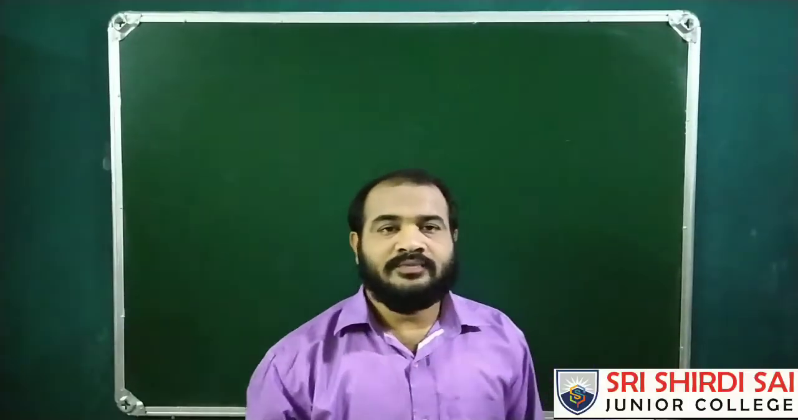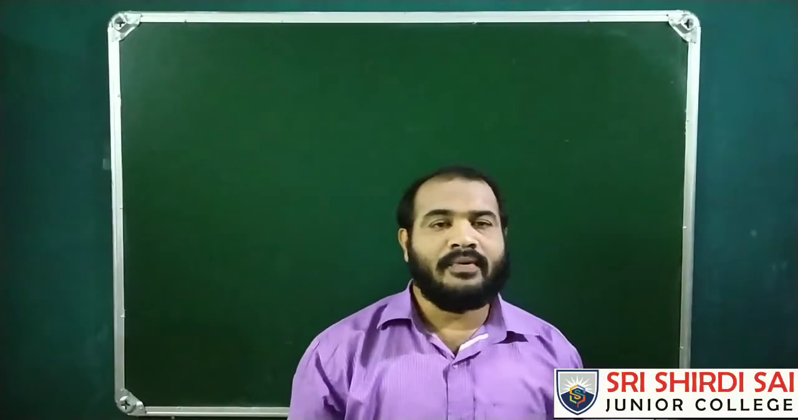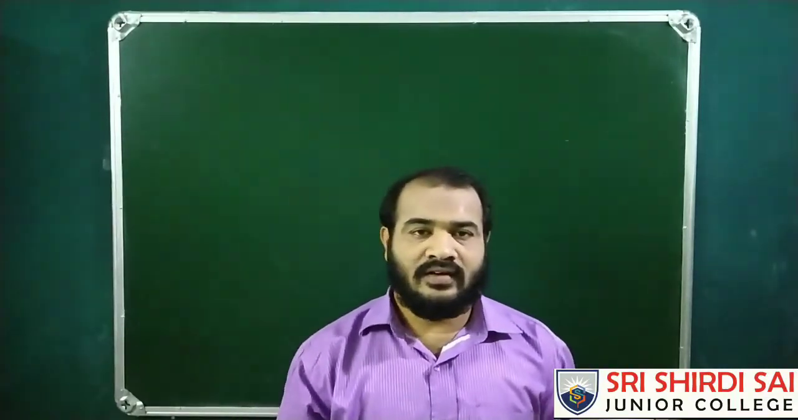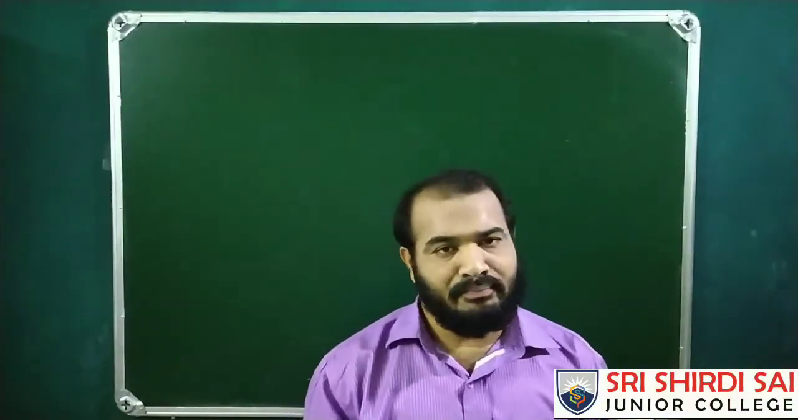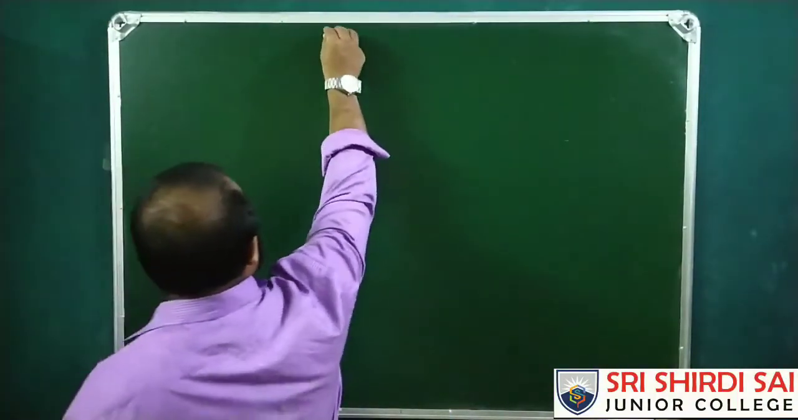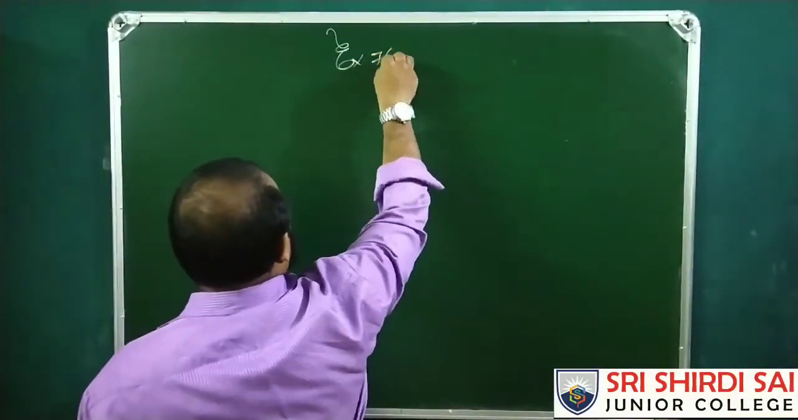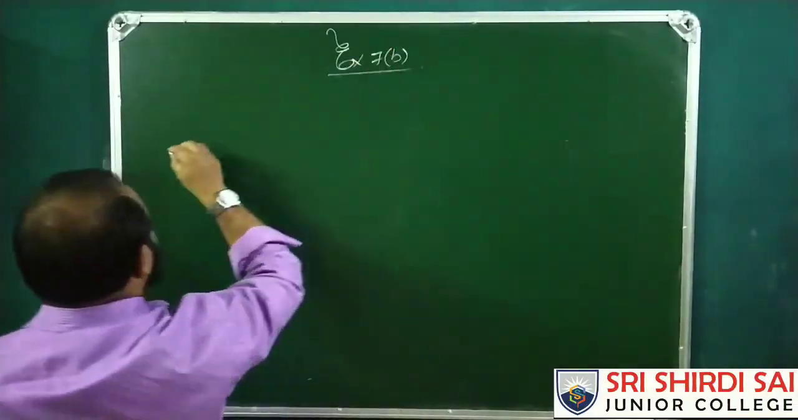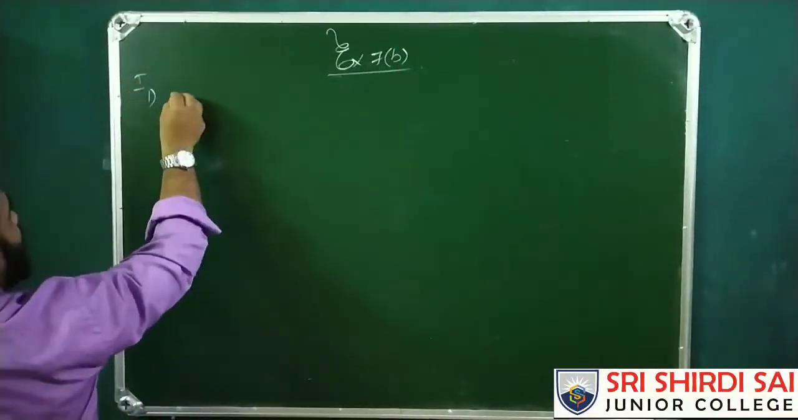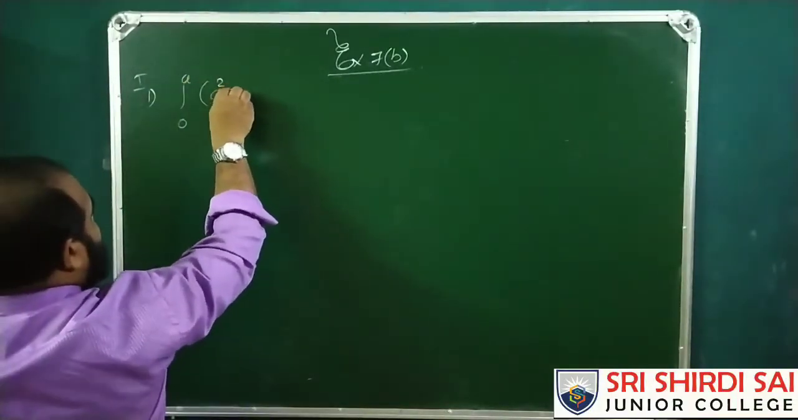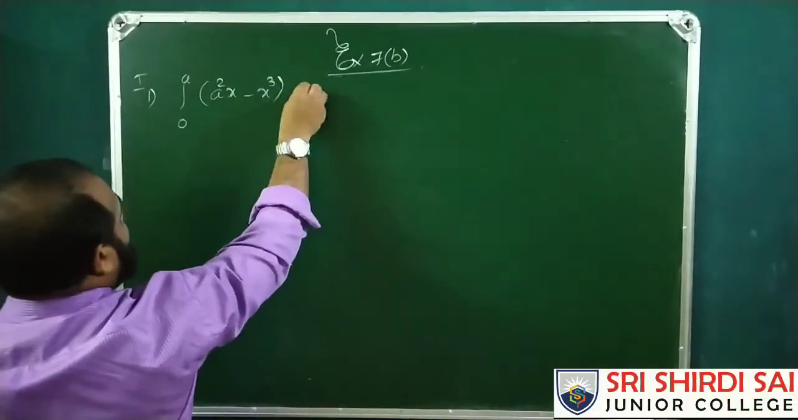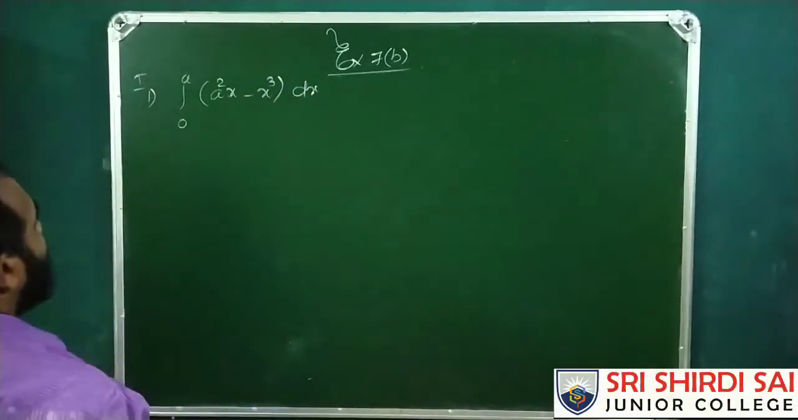Good morning, students. Based on the properties that we had discussed in the earlier classes, let us start the exercise 7b. So, exercise 7b. First problem, first Roman: integral 0 to a of x square root of (a square minus x square)... integral 0 to a, square x minus x cube dx.